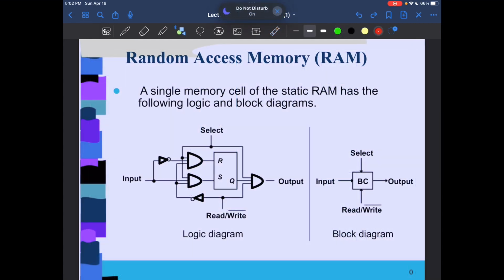How a binary cell works. The binary cell has read-write option. It has input and output and a selection. The logic diagram says we have read-write options over here and an input, output, and a selection bit as well.